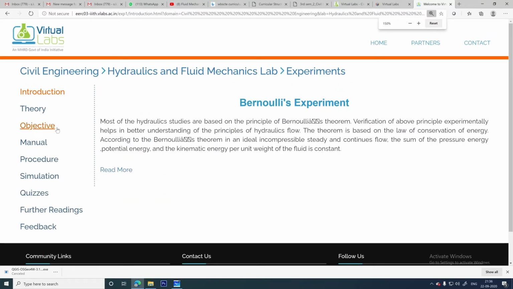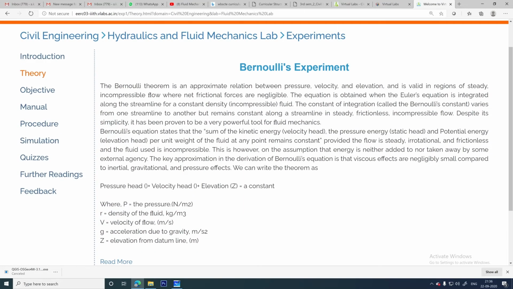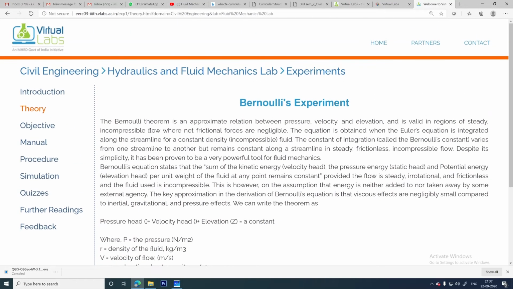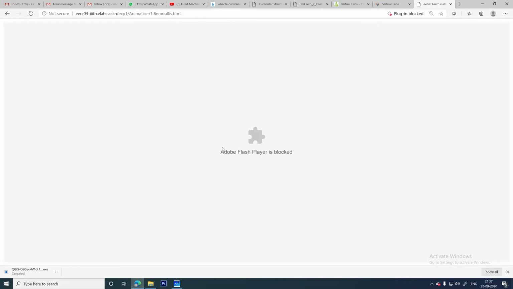Now if you see here the simulation part, the theory portion is the same that I have told. You can see the pressure head plus velocity head plus the datum head is constant. Everything whatever I have told, if you need more details, you can go through. Now go to the simulation part, and here you can see the flash view of the Bernoulli's experiment. When I clicked here, the plugin is blocked. One second.